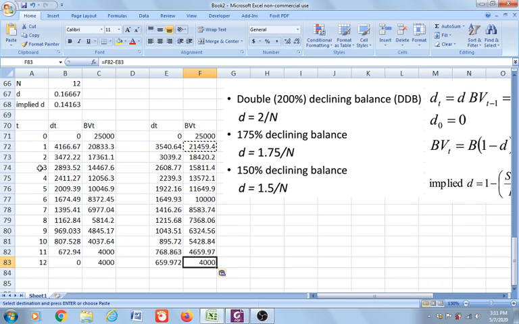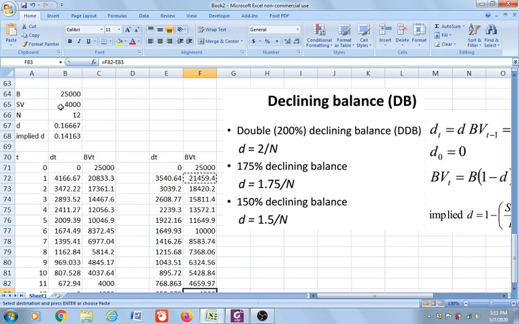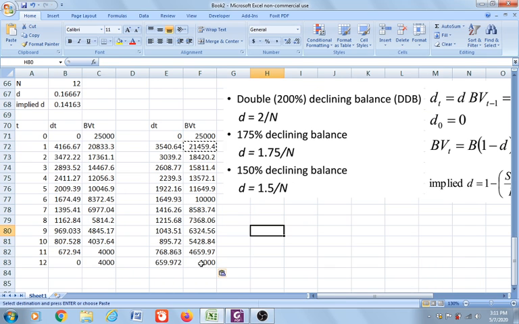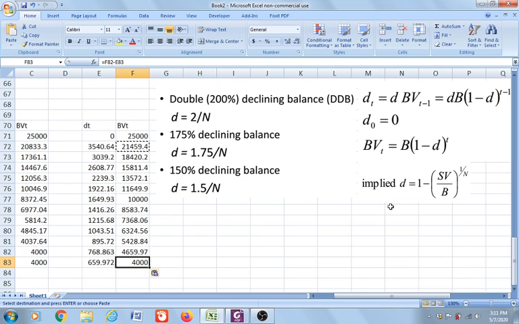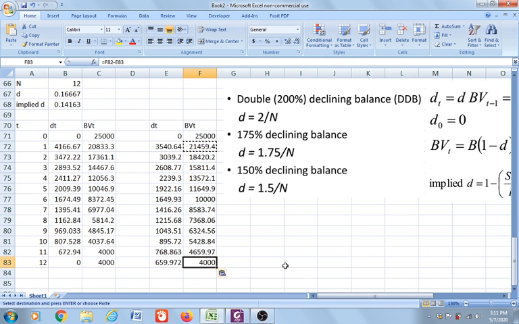Now see, the book value at the end of year 12 is 4,000, and it is equal to the salvage value of that asset. So with the implied D, we will have the book value at the end of the life of the asset equal to the salvage value of the asset. The last thing that I want to explain is that we can also use this equation to calculate the book value of the asset at a particular year. So BVT equals B times (1 minus D) to the power of T. I think that is it. Thank you very much.